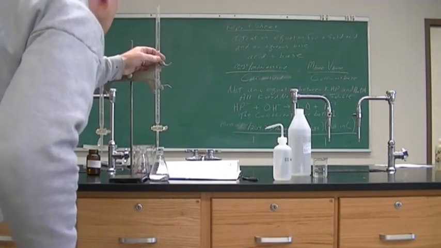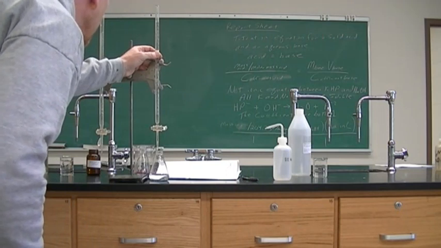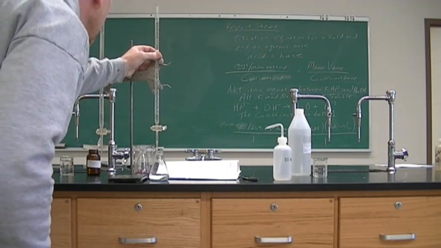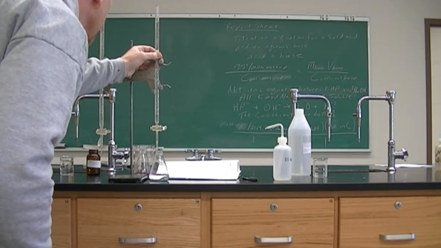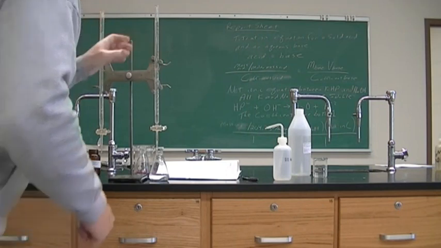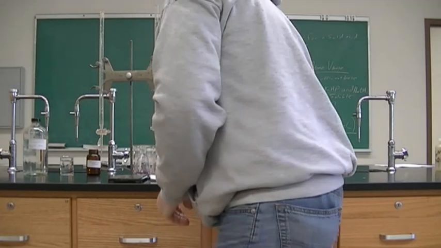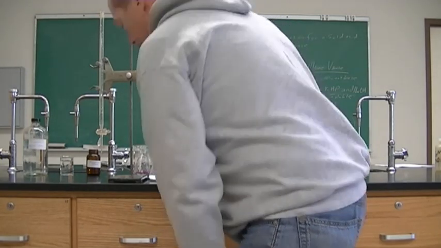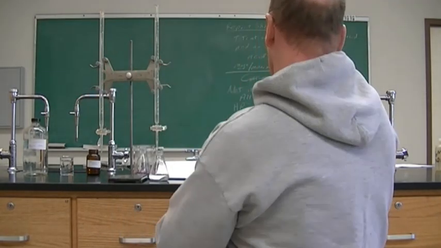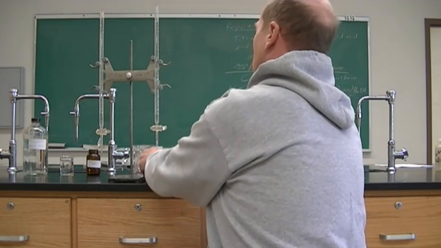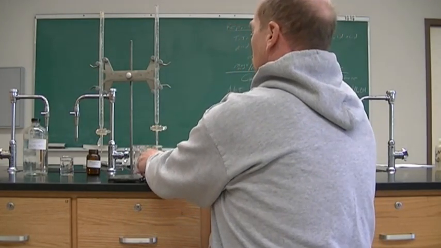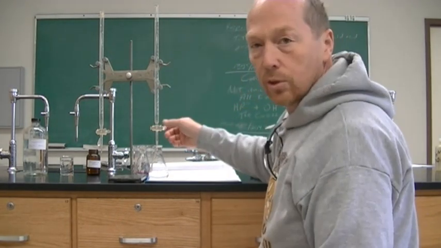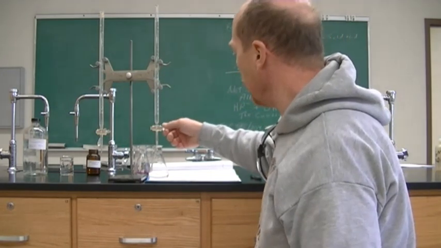We need to get our initial reading for our NaOH. Alright, and so the initial reading for our NaOH is 0.39. So 0.39 milliliters is our initial volume for the NaOH. Again, we do not want to pass up this endpoint, so we want to add this relatively slowly.